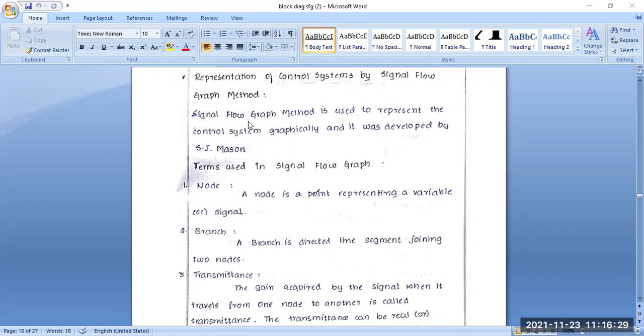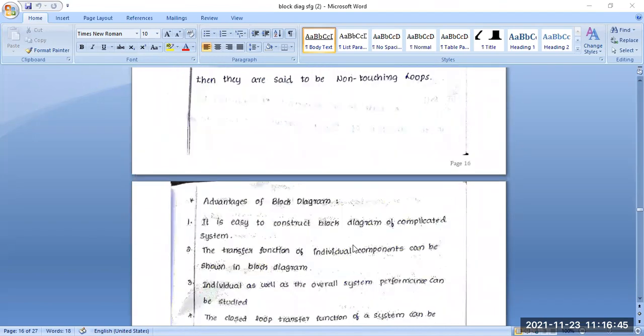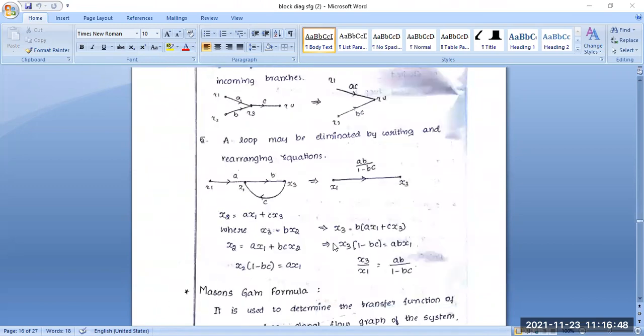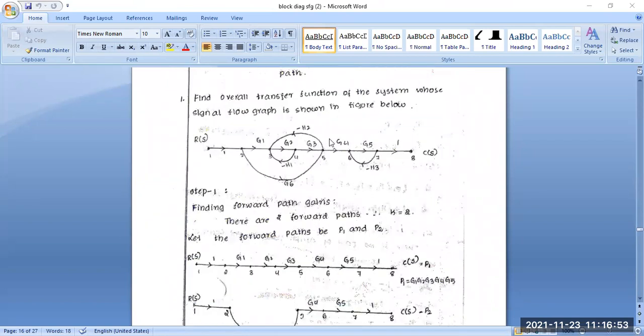The signal flow graph method has different terms we use in the representation of the SFG. First we have to know the node. At first, all of you see this diagram, because these terms are related to the signal flow graph method. This is one SFG diagram, the signal flow diagram, and finally you have to solve for the overall transfer function of the system.